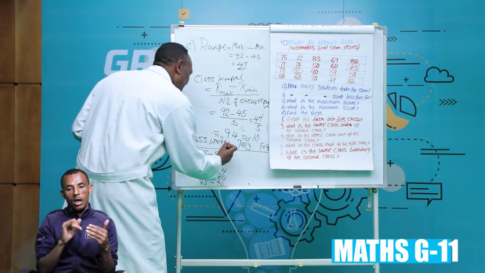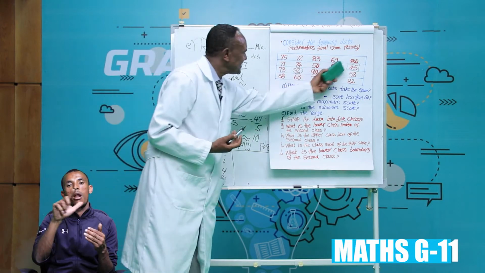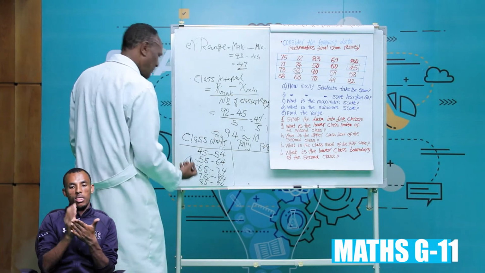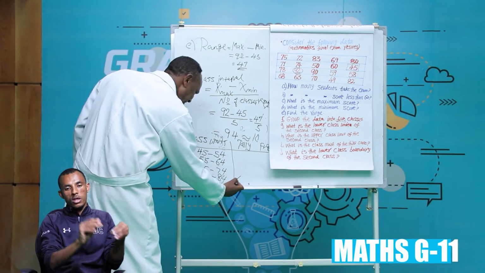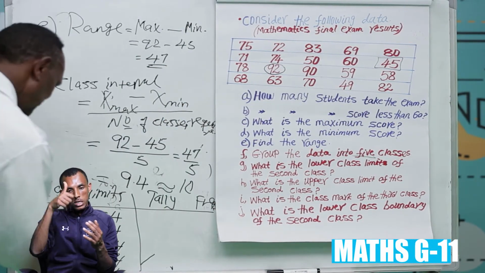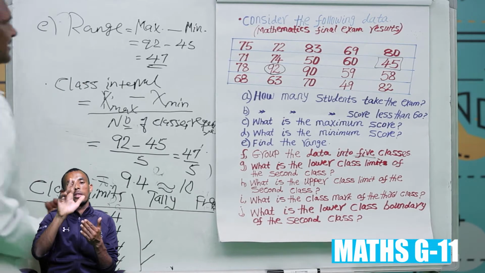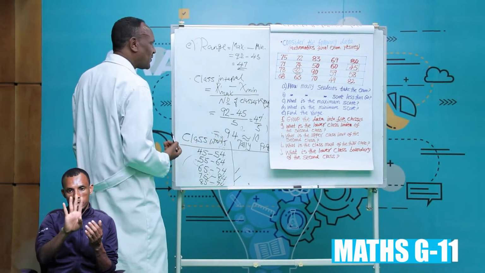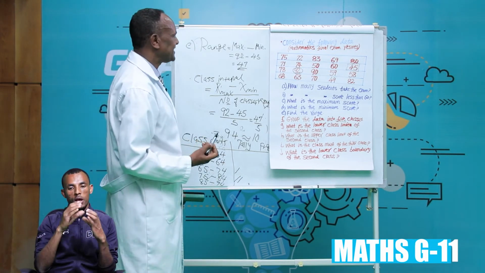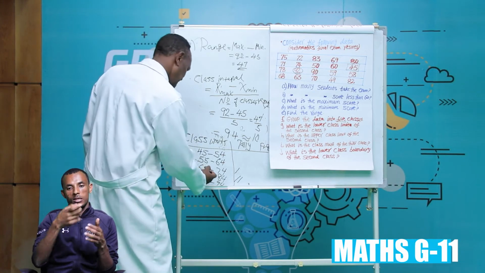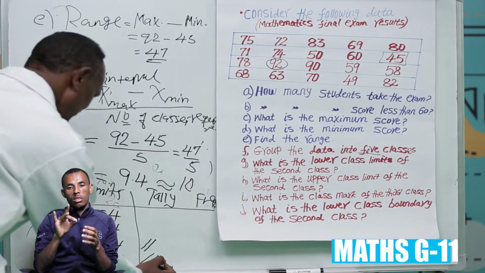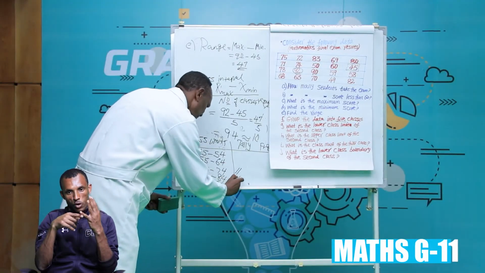Then comes the idea of tally marks. In which class will each mark fall? If I take 75, 75 is the mark of a student which is found in the 4th class. 72 is another mark of a student, found in the 3rd class. 83 is the mark of a student found in the 4th class. 69 is the mark of the fourth student, found in the third class. 80 is the mark of a student in the fourth class. That is correct.